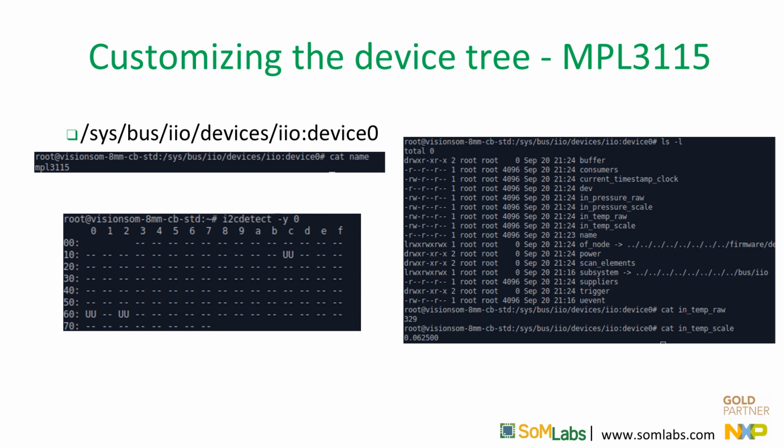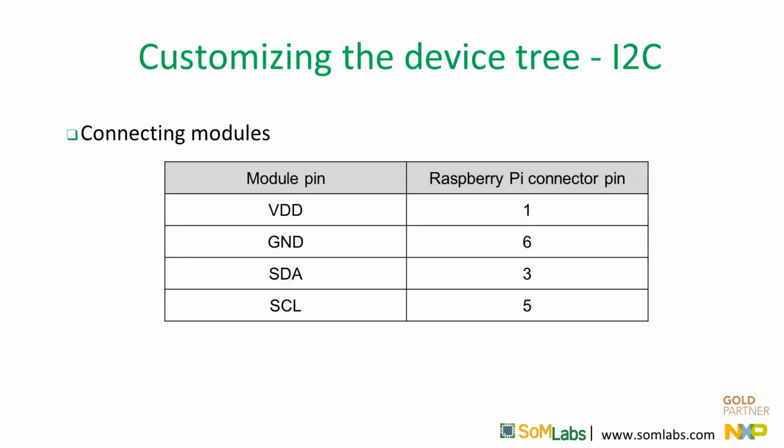The measurement results are available in the corresponding files in the device directory. For example, in temp raw containing the raw temperature reading. The scale files are used to convert the raw values into readable ones. In this case, to get the temperature in degrees Celsius, we need to multiply the value 329 from in temp raw file by 0.0625 from the in temp scale file.